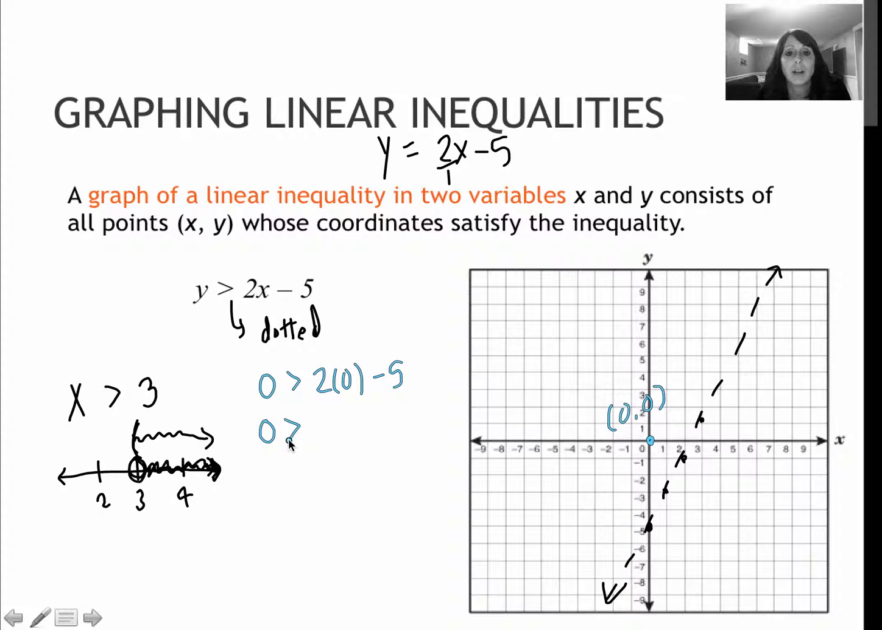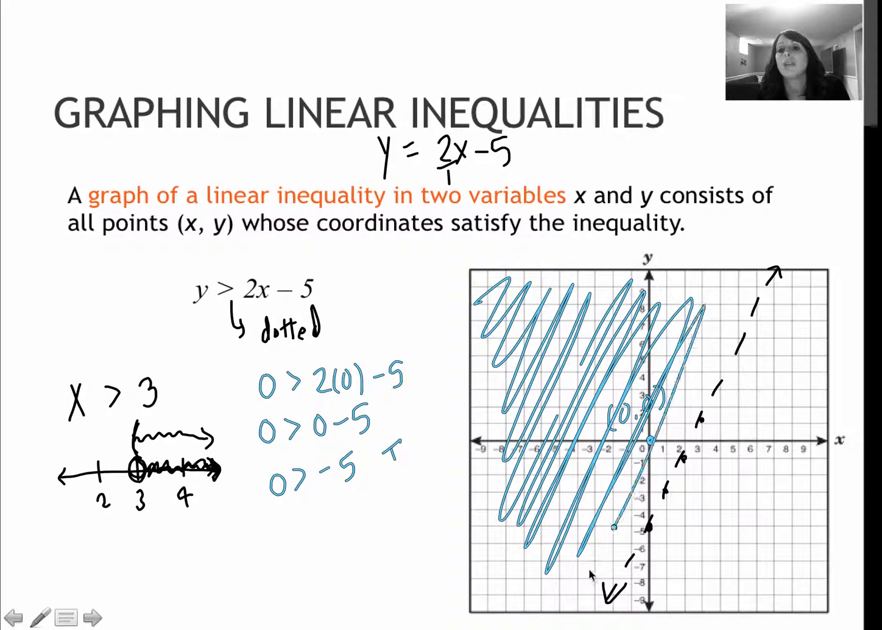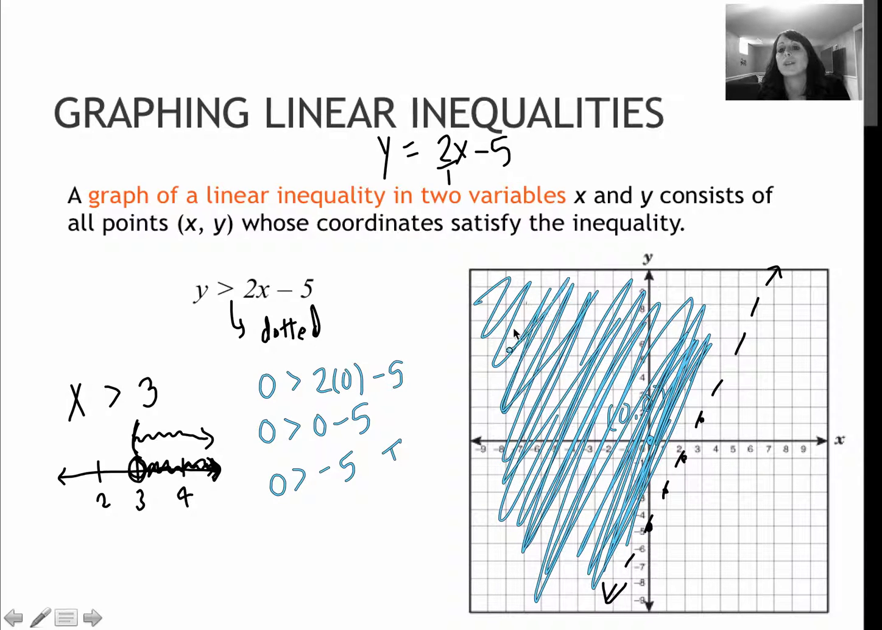That gives me 0 is greater than 0 minus 5. 0 is greater than -5. That is true. 0 is greater than -5. If it's true, that means everything on the side of the line that contains 0, 0 is true. So everything on this side of the line is true, and that's why it is all shaded.